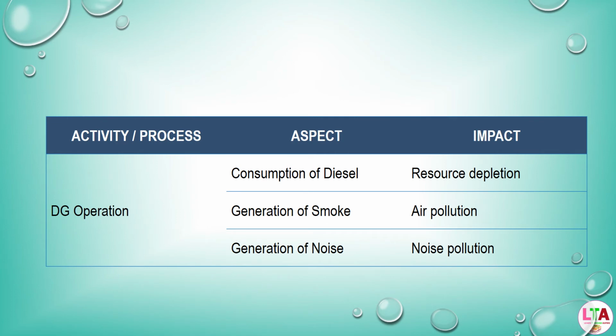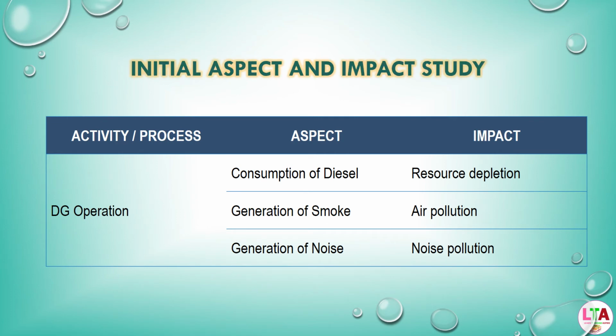Based on the example, I just gave the DG operations initial aspect and impact study. As I said earlier, the consumption of diesel is the input which we are giving for a DG operation. I just converted the input into an aspect. I used the words "consumption of", and the generation of smoke is the output. "Generation of" is a keyword which I used for converting the output into an aspect.